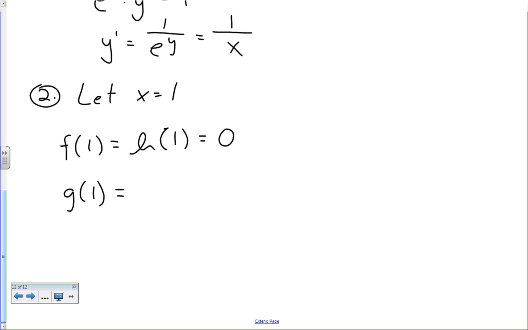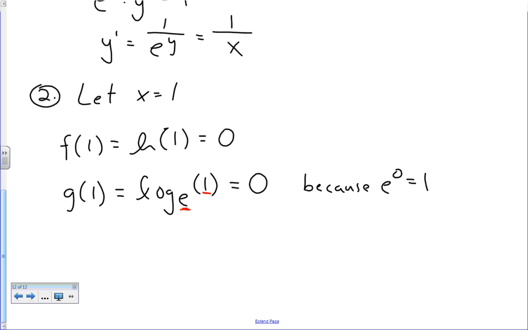For function g, this is going to be the log base e of 1. Remember, we said that when you're solving a logarithm, it's like asking yourself the following question: what power do I have to raise the base e to in order to end up with this value of 1? e to what power is equal to 1? Well, anything to the 0 power is 1. So e to the 0 is equal to 1. So in both cases, f of 1 is 0 and g of 1 is 0. We got that they share a point in common. So the derivatives are the same and they have one point in common.